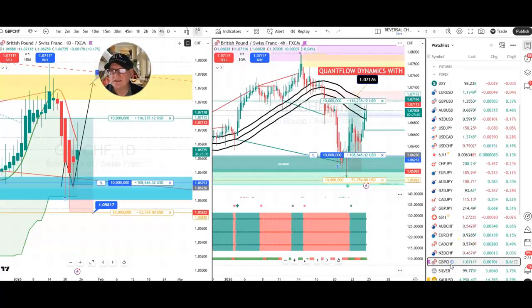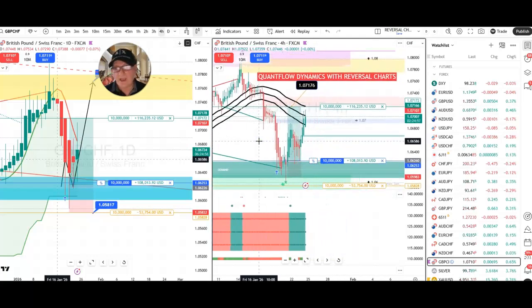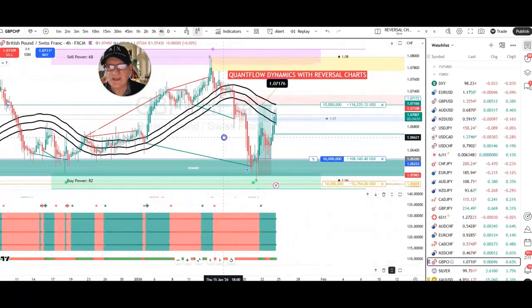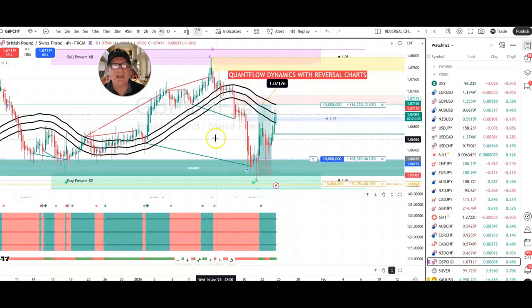Pound Swiss looks like it's going to hit target in the next few hours, hopefully. Now, this is subjective. However, I will probably be closing this if it doesn't hit target by the end of today. It's 3:35 at the moment, by 6 o'clock I will close this down for a nice profit. But because it's against the trend and because the price is moving into the 50 moving average, which is going to be acting as resistance to the price.